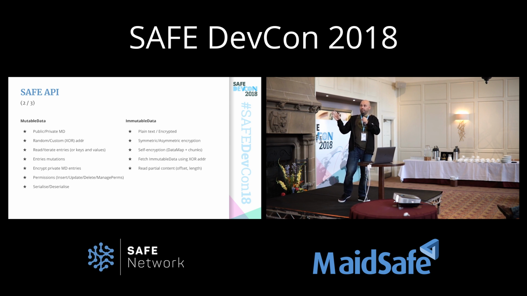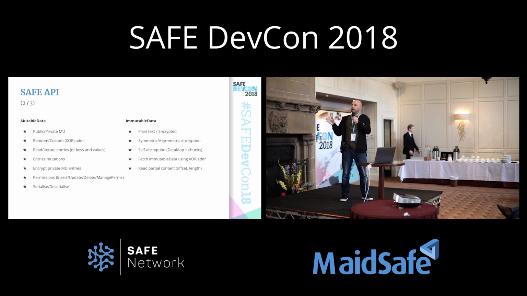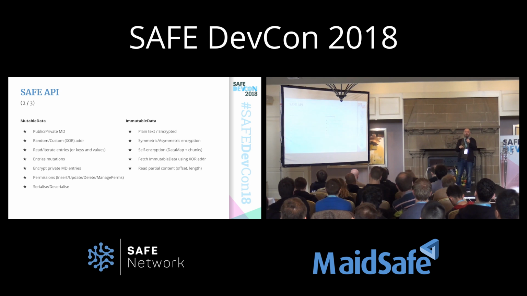On the immutable data, it uses the self-encryption algorithm. This is stored on the network and is immutable. So we have functions to be able to create them. The self-encryption is all done by the libraries. It's not something you need to worry about. And you can actually store also unencrypted immutable data or encrypted immutable data. And if you're going to encrypt them, you can also use symmetric or asymmetric encryption mechanisms, depending on what you are aiming at.